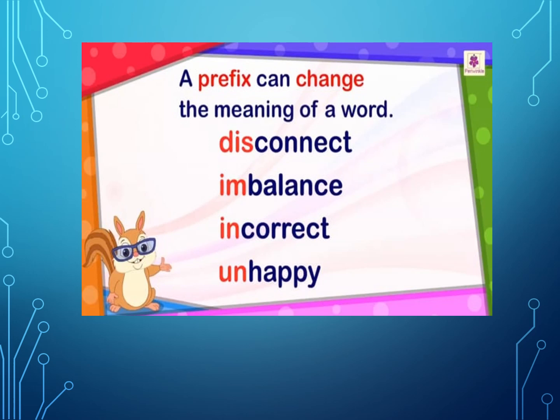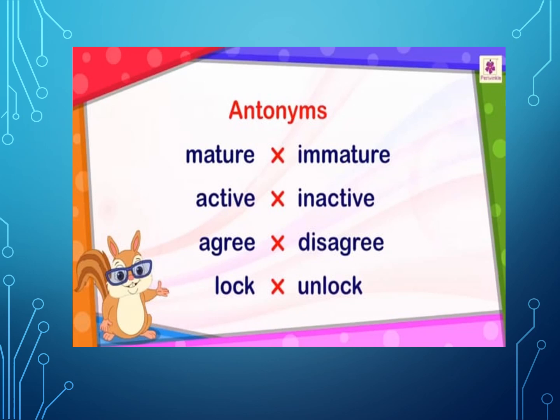Remember, a prefix can change the meaning of a word. For example, disconnect, imbalance, incorrect, unhappy. Some antonyms are formed by adding prefixes to the words. For example, mature, immature, active, inactive, agree, disagree, lock, unlock.